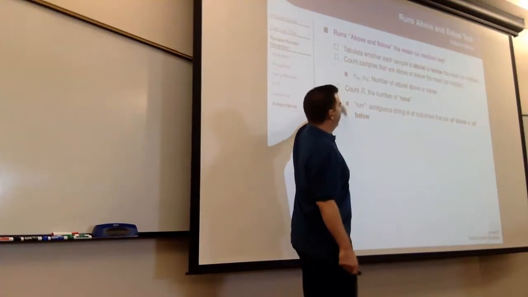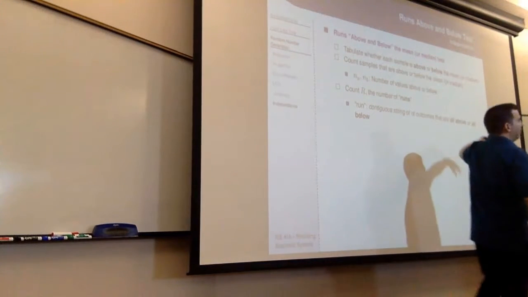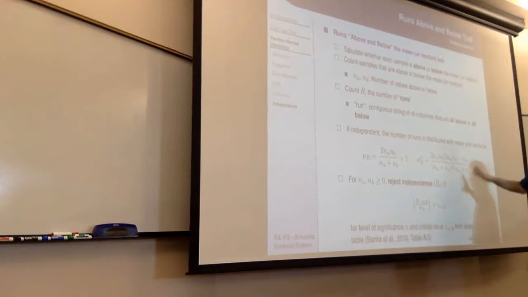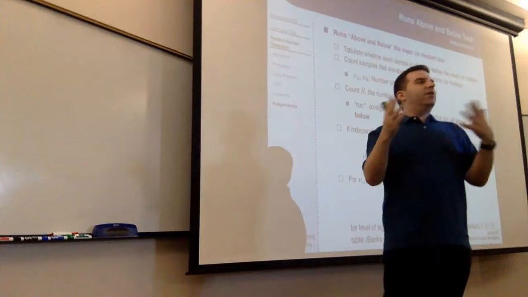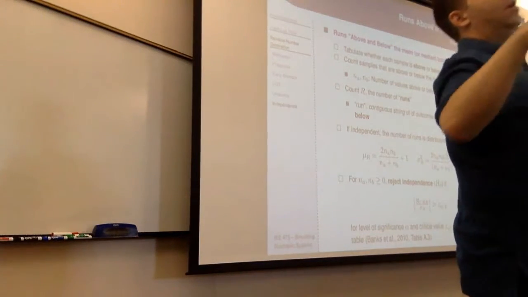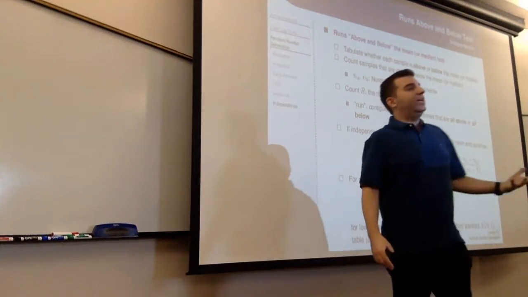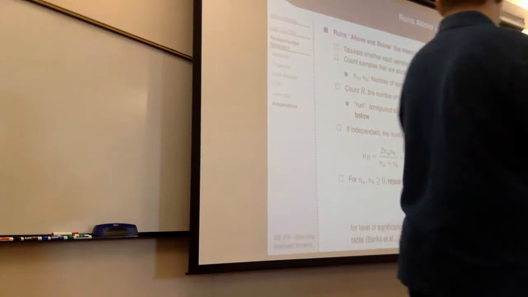And then count the number of runs. Roughly speaking, a run is a contiguous string of outcomes that are all above or all below. So if you see a string of 1, 1, 1, 1, 1, 0, then the whole string of ones is a run. And then you count the number of those runs. There's a nice statistical feature that if you have a lot of data, then the number of runs will fall along a normal distribution with this mean and this variance. And that means we can apply a z-test. So we can calculate a z-score and see if it's outside our acceptable bounds.